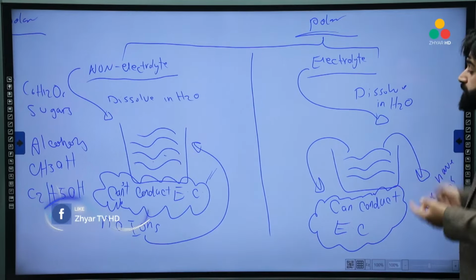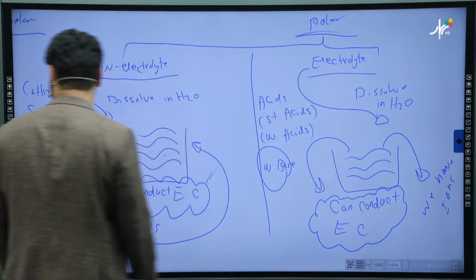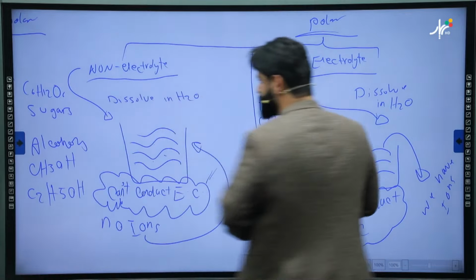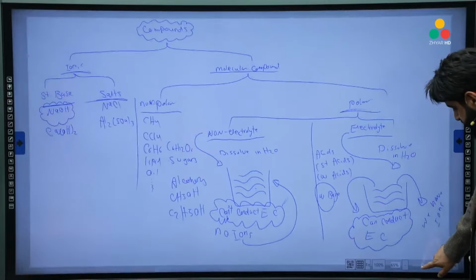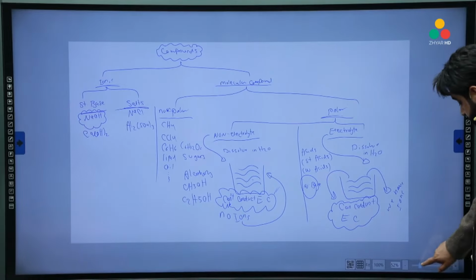and weak bases. Why only weak bases? Because if you remember, let me zoom out the screen. We have weak bases as electrolytes. Strong bases are ionic compounds, but now we are in the molecular compound section. So strong bases are located over there, but here we have weak bases.